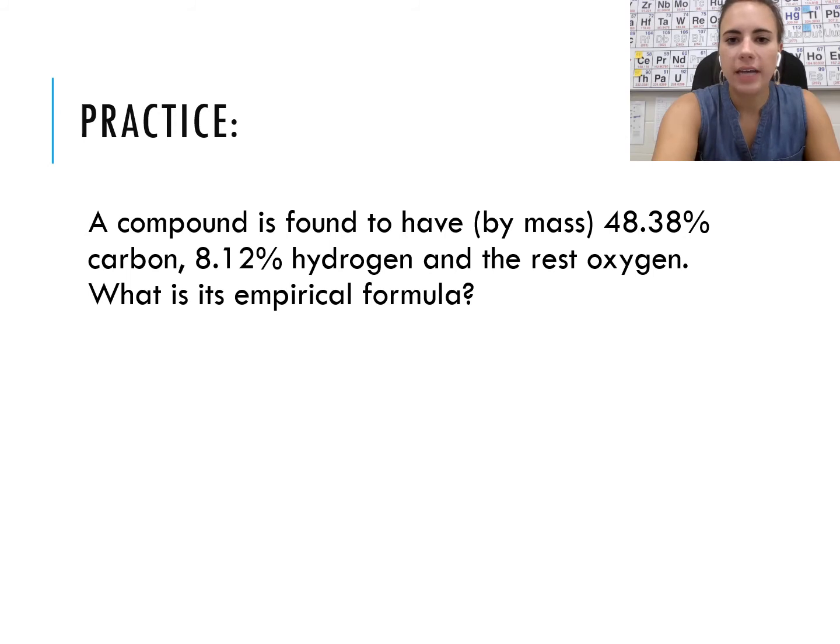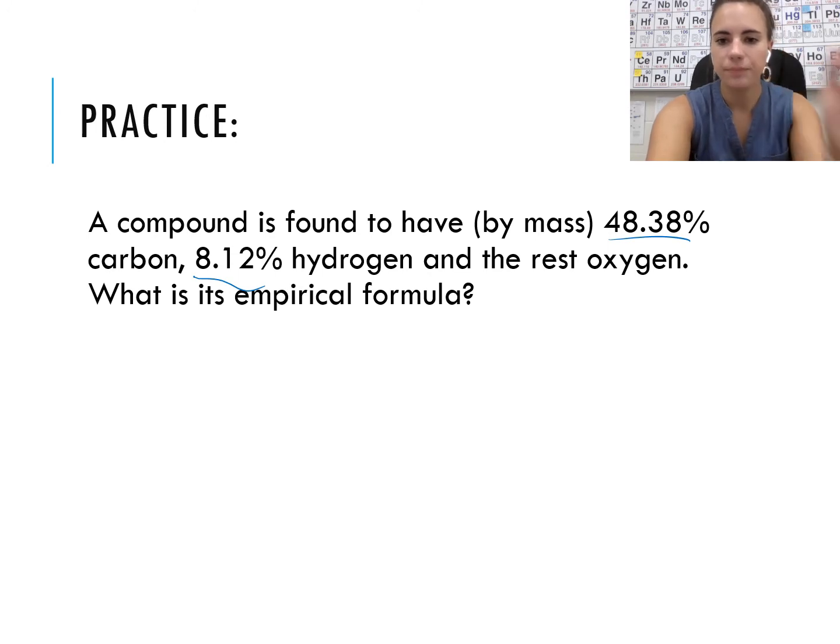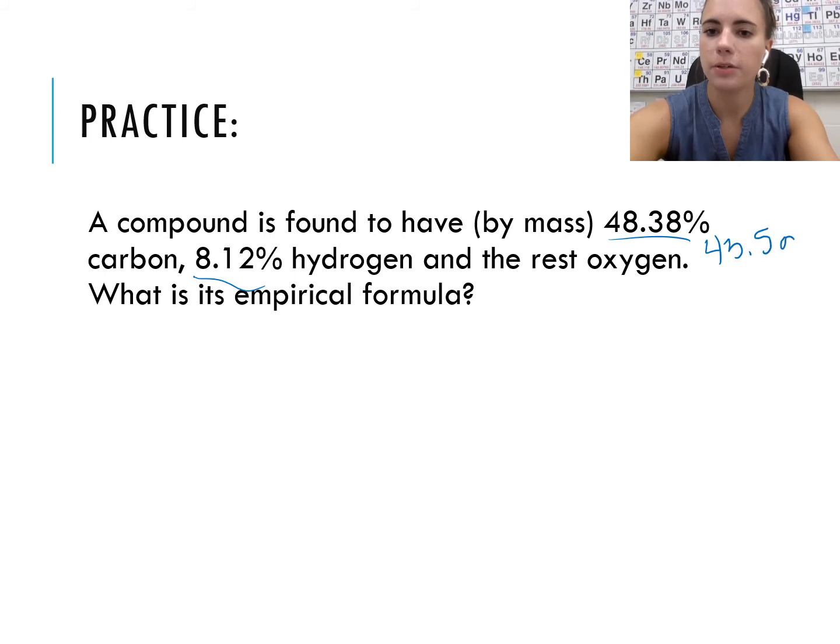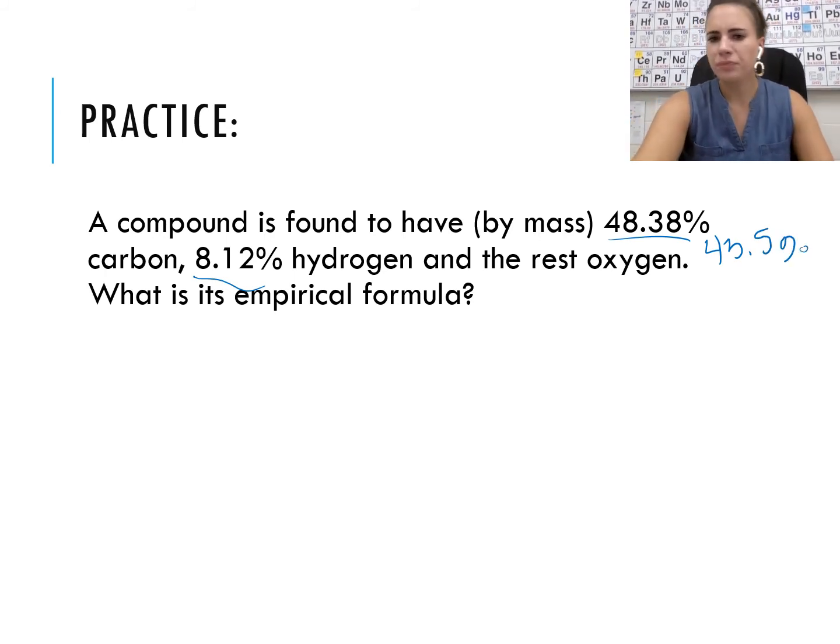A compound is found to have by mass 48.38% carbon, 8.12% hydrogen, and the rest oxygen. Well, we all know that percents have to add up to 100. So if we add these together and subtract from 100, we get that 43.5% is oxygen. Okay, now we have our percentages.